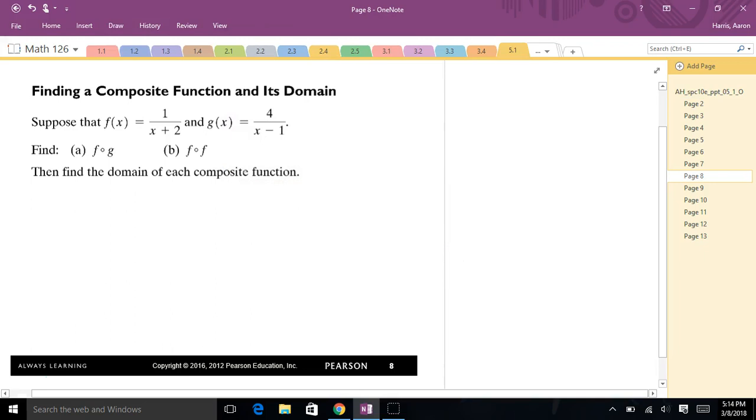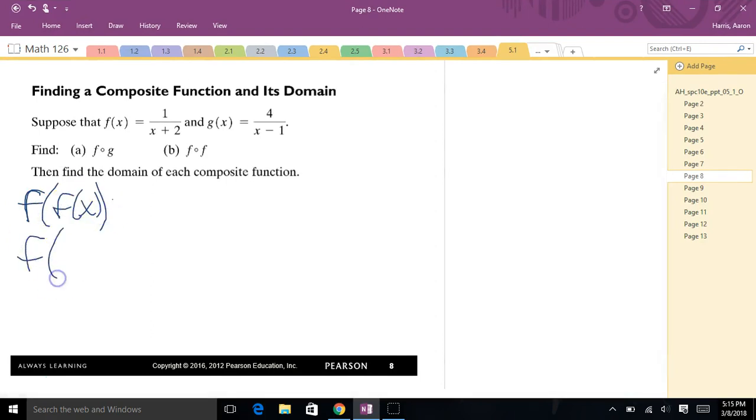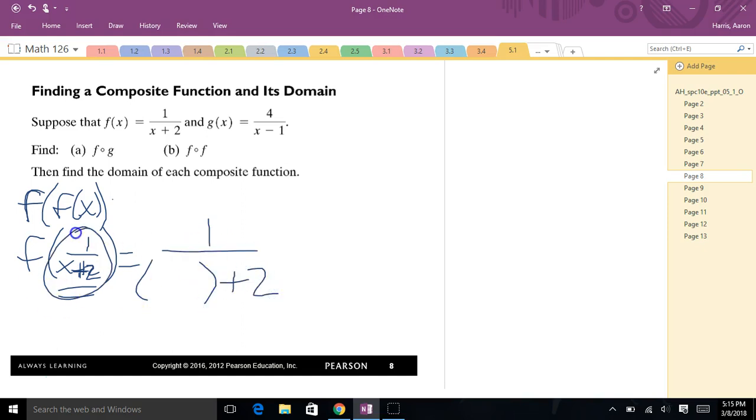Alright, so let's do the next one. F of, gosh dang, f of x, okay. So what is f of x? F of x is 1 over x plus 2. So 1 over x plus 2 is going into f. So now let's write f. F is 1 over x plus 2, and that goes in right there. 1 over x plus 2.